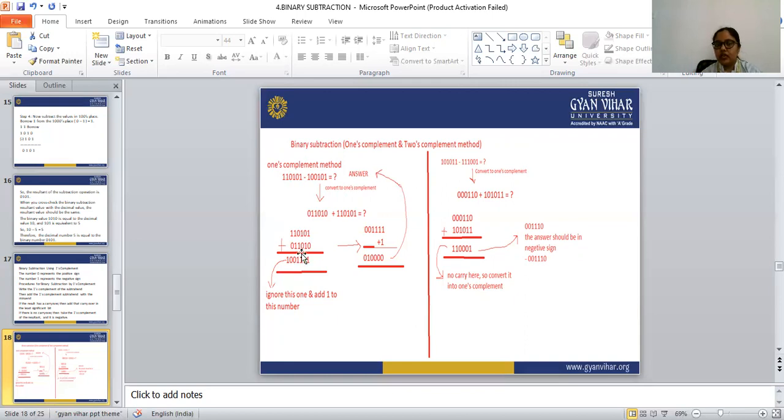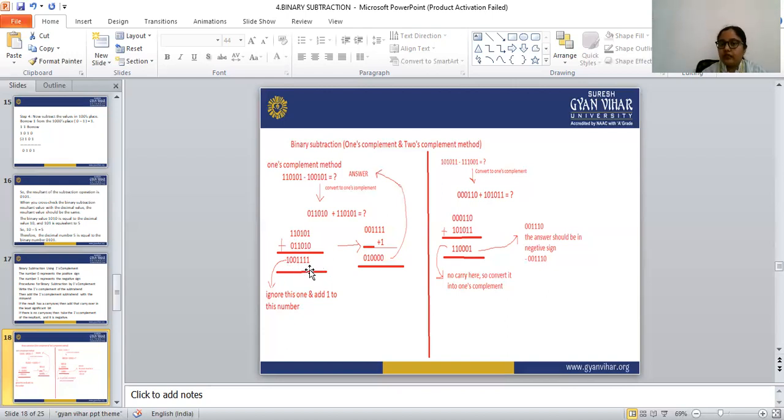Then the next procedure is we have to count how many digits are present in the question and how many digits are present in the answer. We have to count first. In the question there are 6 digits, whereas in the answer there are 7 digits.